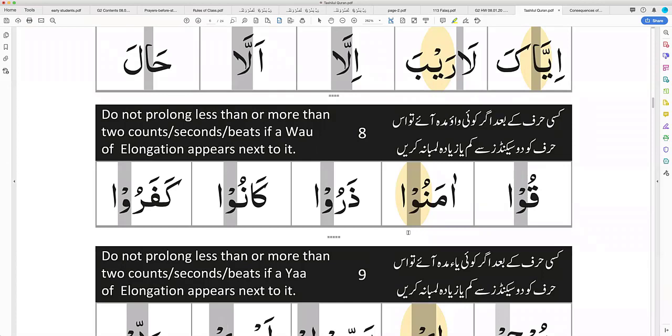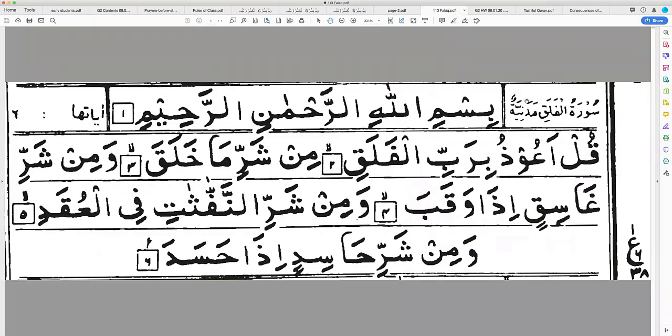Okay, so having said that, let's now go to the chapter that we're going to be using for recitation today. And let me now go through here and highlight where the thick letters are and where the 2-second timings are in terms of madd.